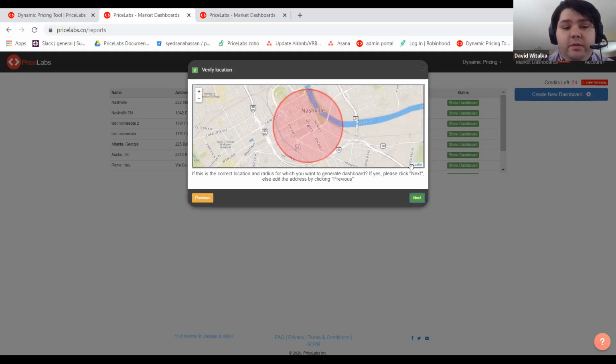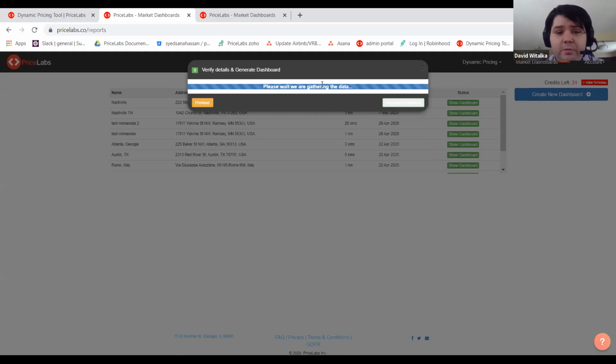Specifically, after clicking next, you can see where your circle is. Any listing that falls inside it, we will be adding to our data for you, up to 1,000 listings. I'm pretty happy with this. It covers downtown Nashville. So let's click next, and we're just going to be gathering some data real quick.